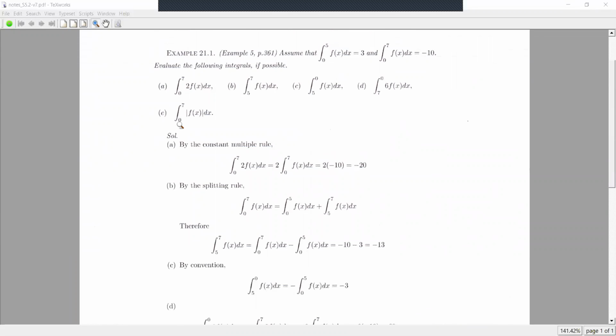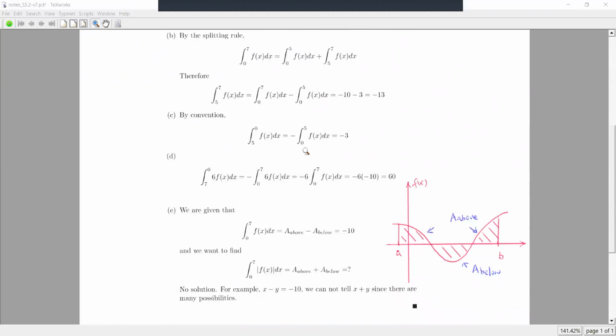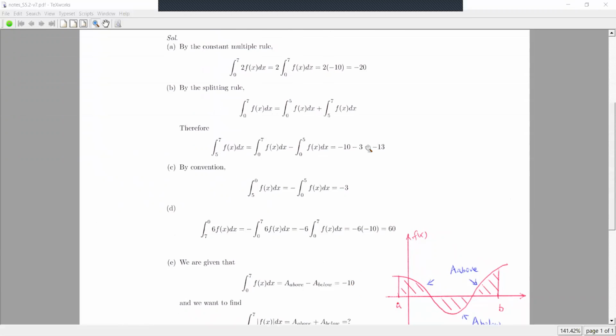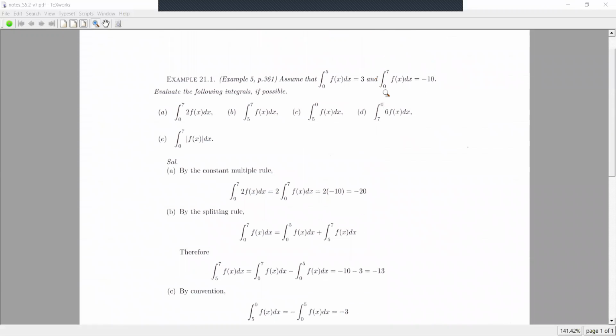Part E, find the integral from 0 to 7 of the absolute value of function f. By formula, by property, this integral is total area above the x-axis plus total area below the x-axis. We are given the integral from 0 to 7 of the function f. It is -10. Yeah, here. We are given this integral.